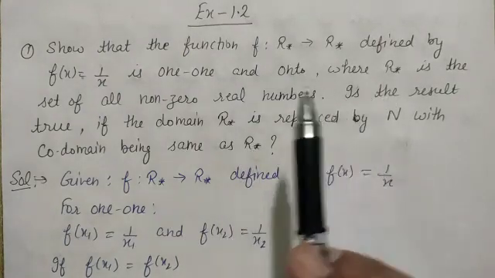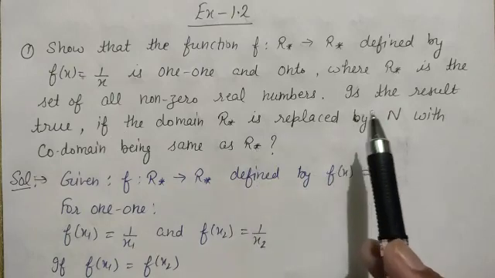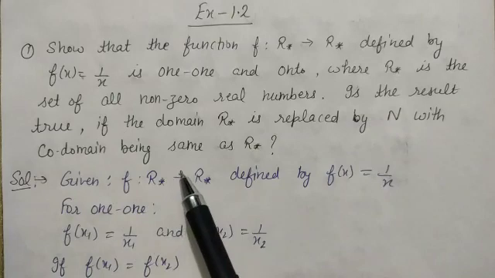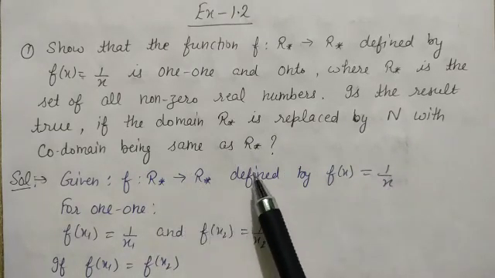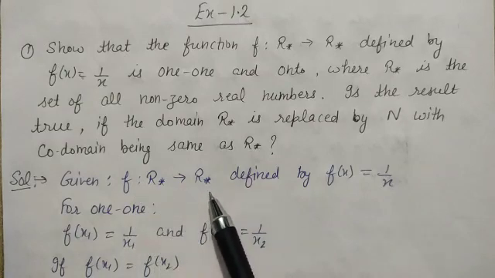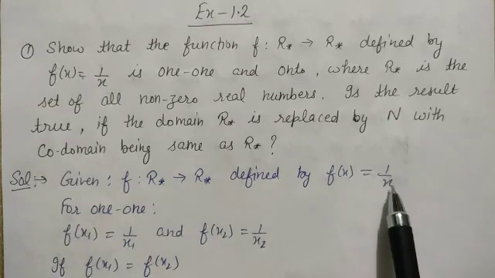Now question 1 of exercise 1.2 is: show that the function f from R* to R* defined by f(x) = 1/x is 1-1 and onto, where R* is the set of all non-zero real numbers. Is the result true if the domain R* is replaced by N with codomain being the same as R*? Given that f from R* to R* is defined by f(x) = 1/x.